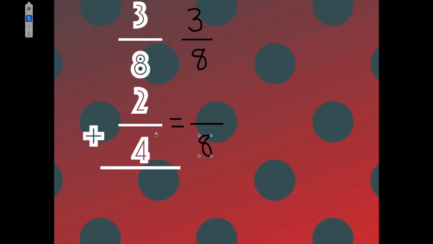So I'm going to change fourths over to eighths. So I'm going to multiply by 2 over 2. If my denominator is going to be twice as big, then my numerator will be twice as big. So 4 times 2 is 8. 2 times 2 is 4. So now I have 3/8 plus 4/8. I have a common denominator and I can go ahead and add. So if I have 3/8 and somebody gives me 4 more, that gives me 7/8.